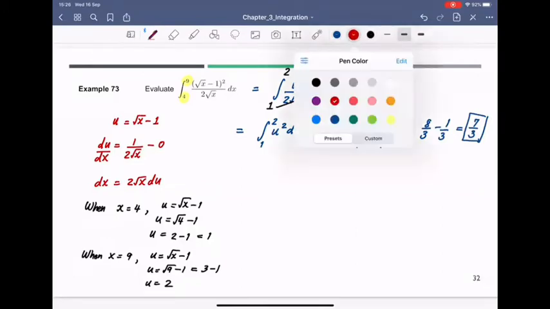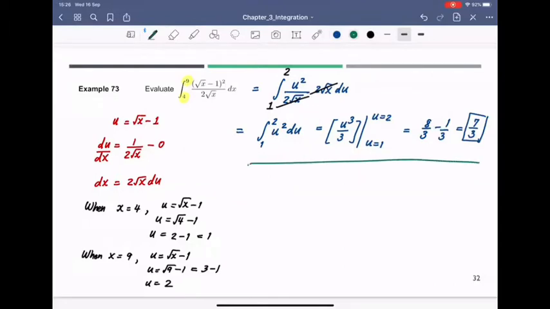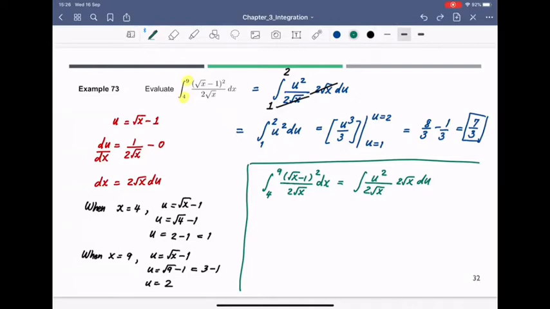Some students are going to say, Ajahn, can I do this? This is another way to do this problem. Some of you are going to say, Ajahn, if I integrate from 4 to 9 of (square root x minus 1) squared over 2 square root x dx, and I change this thing to u, and I'm lazy to change the lower bound from x to u, can I leave this thing to be 4 to 9?